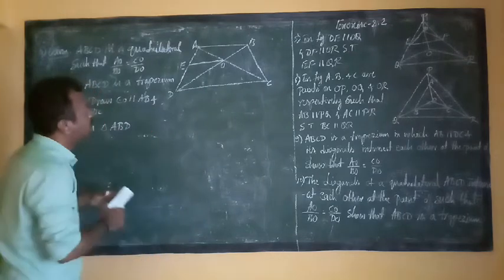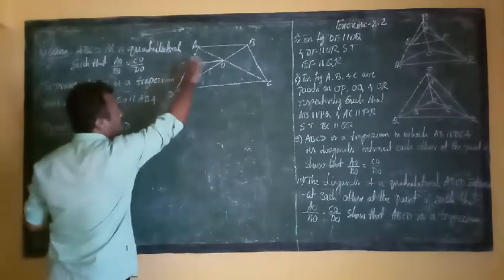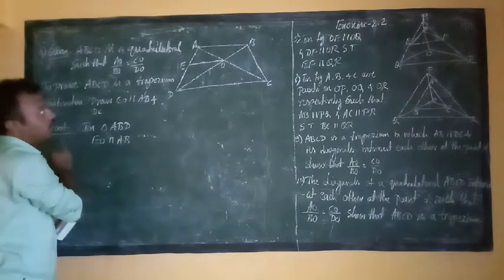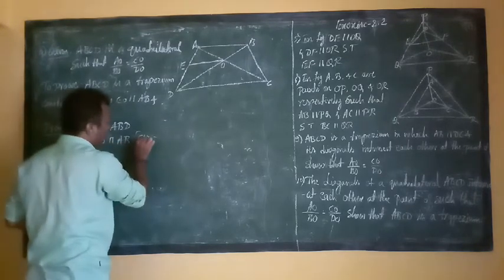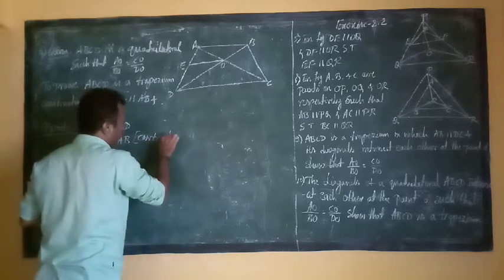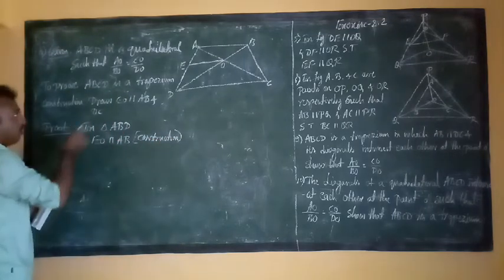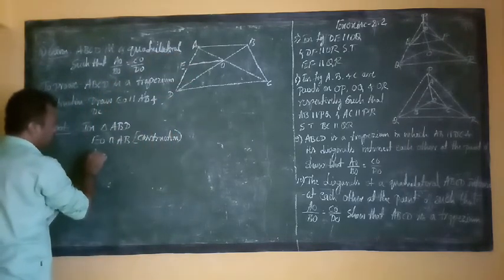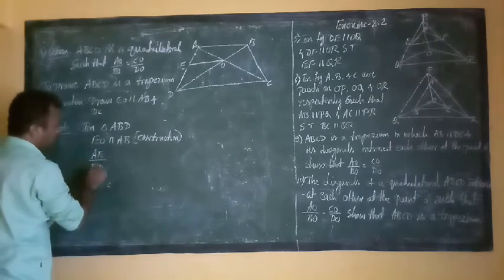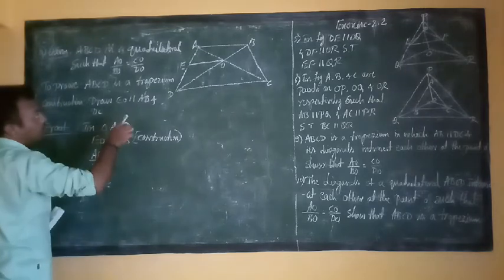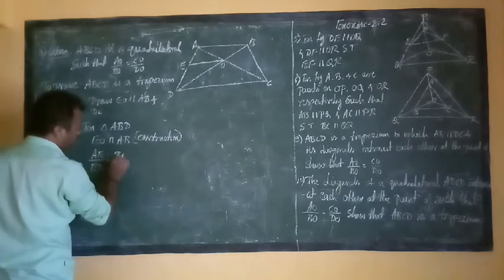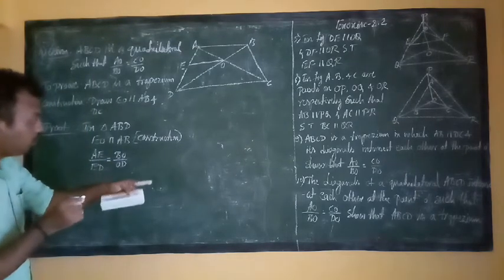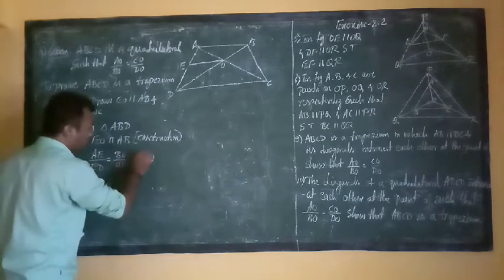Next, in that, EO is parallel to AB, because of construction. So now I can apply the BPT. AE by ED is equal to BO by OD. So now AO by BO and CO by DO are given. So this is equation number 1.